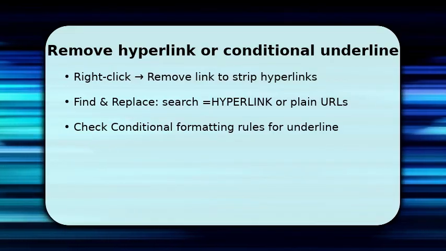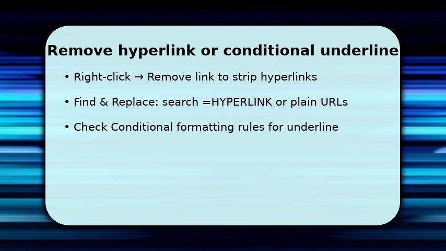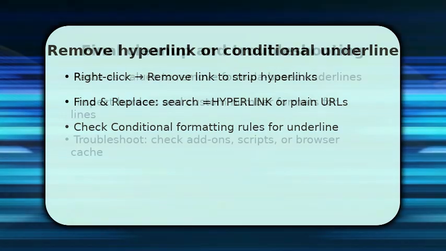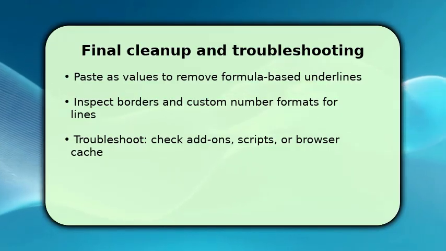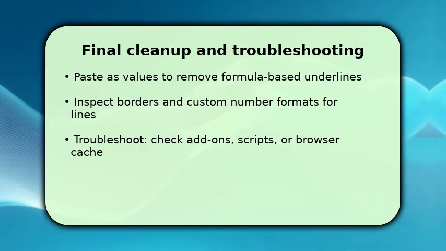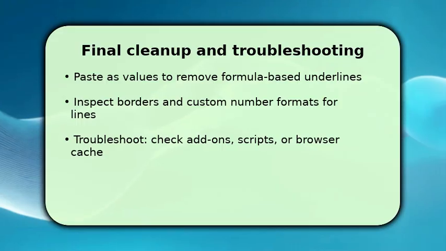If many cells contain formulas producing links, paste values only to eliminate formula-generated underlines while preserving content. To finish, paste affected cells as values to remove formula-driven decorations and inspect borders or custom number formats that might look like underlines. Make sure font family and size aren't causing stray artifacts. Change the font briefly to confirm.